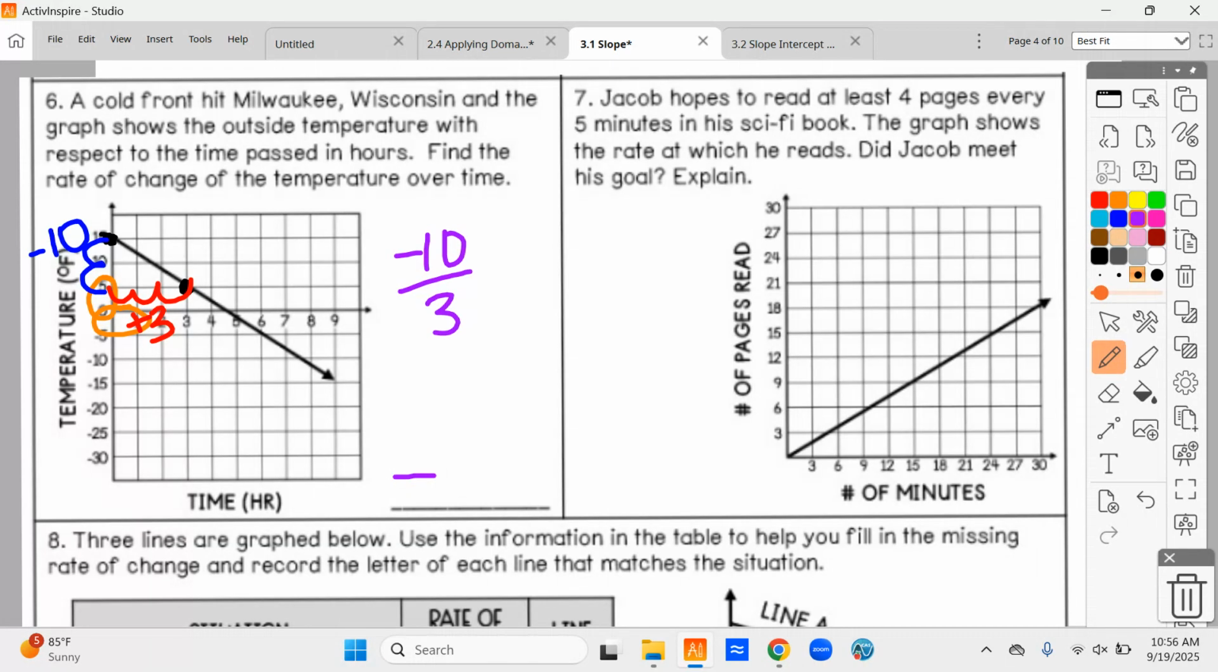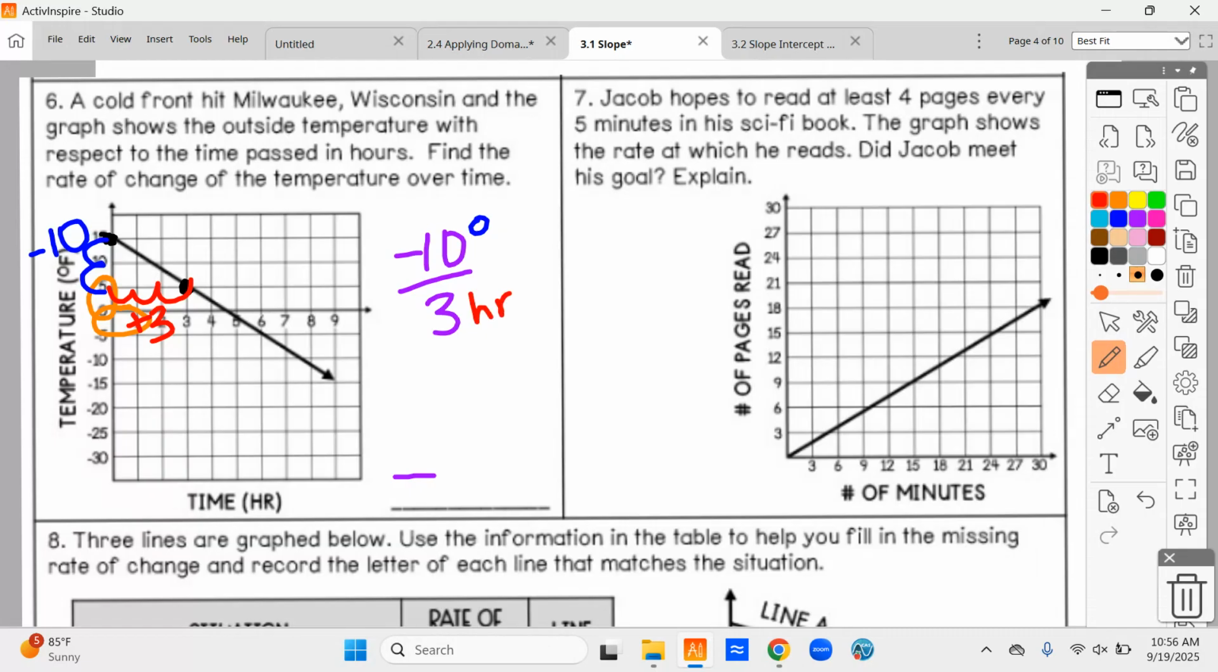Now, when we're thinking about this in the context of this situation, I also should add labels, and I should have on the previous two as well, but I want to make this make sense. So if my rise is -10, that means my temperature is decreasing by 10 degrees every 3 hours.